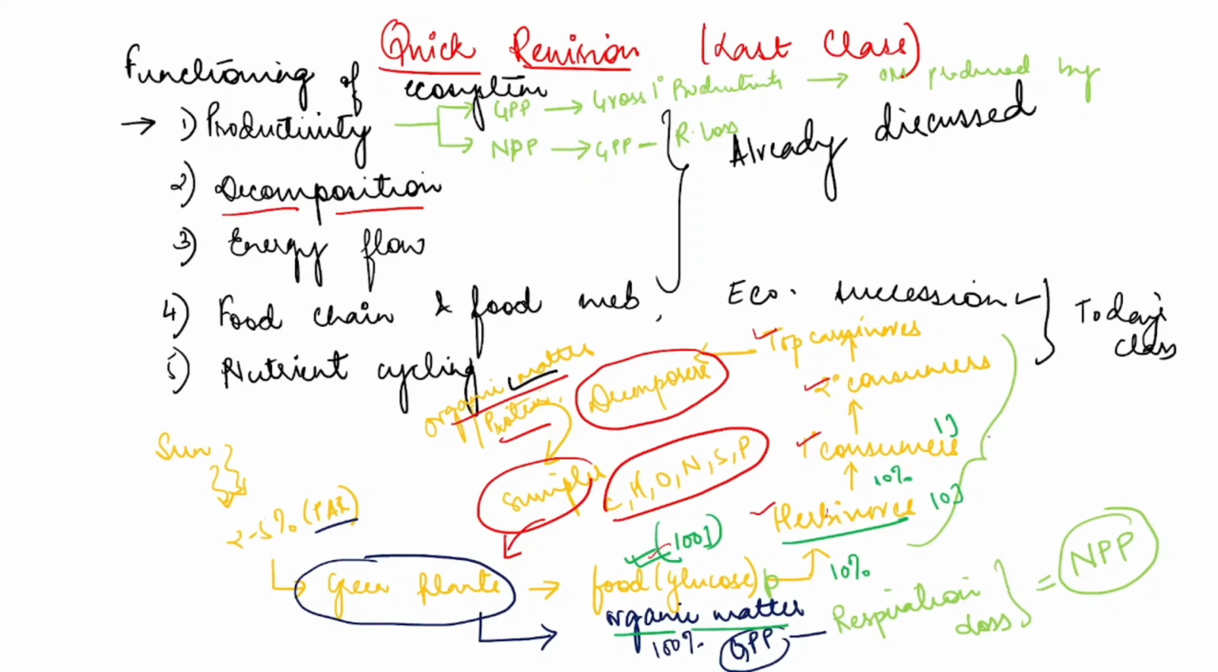So this is what we call energy flow, the flow of energy. And how is the energy flow happening? Energy flow proceeds in the form of food chain and food web. Now, what is a food chain?